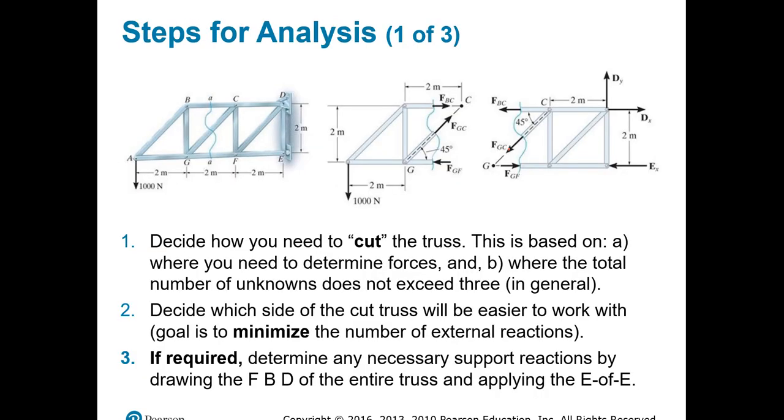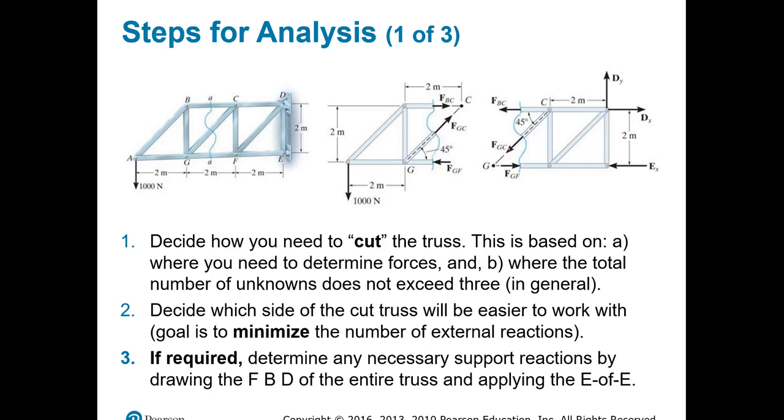So the steps for analysis are very, very simple, okay? At first you need to decide how you need to cut the truss. This is based on A, where you need to calculate the forces, and B, where the total number of unknowns does not exceed 3, because in general, in these calculations you always have 3 equations of equilibrium up to now, so that's why you shouldn't be counting in any place that you will get more than 3.